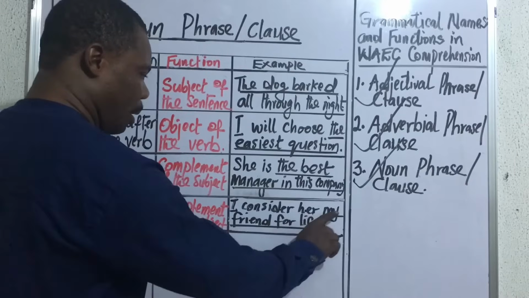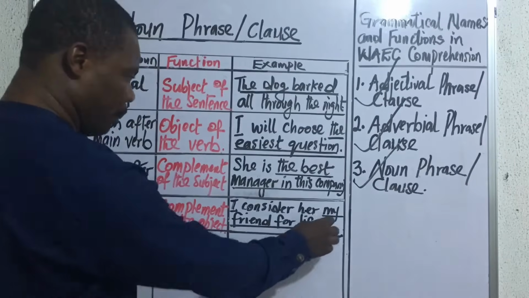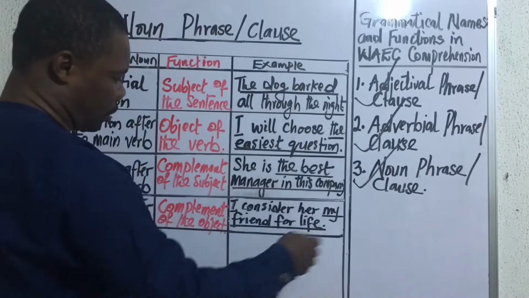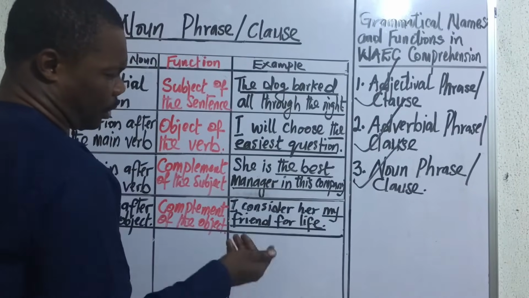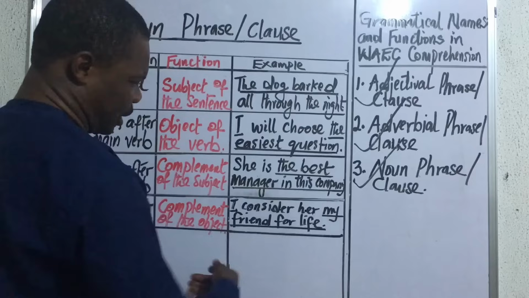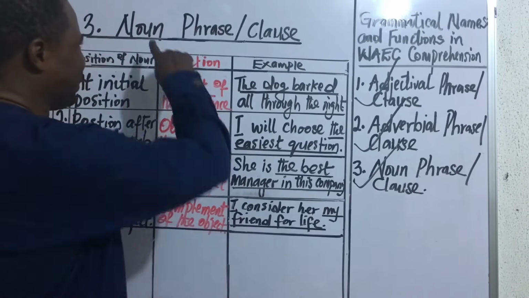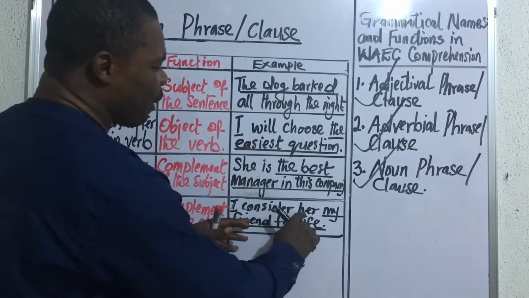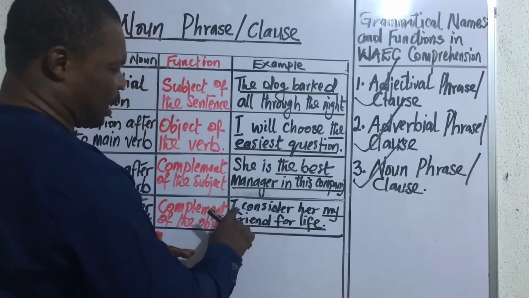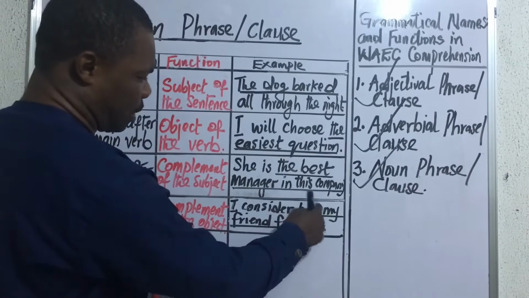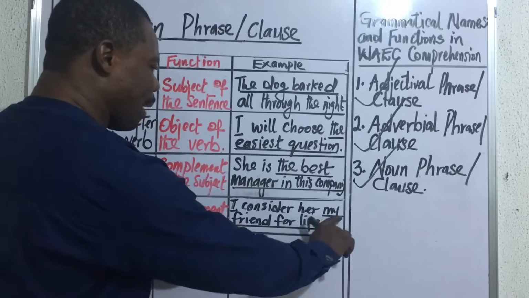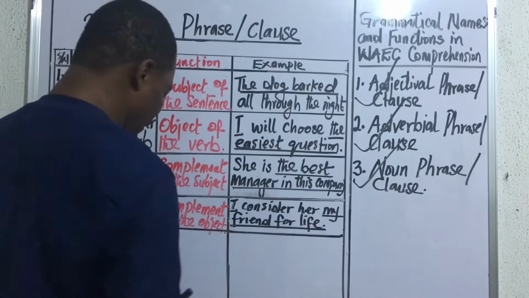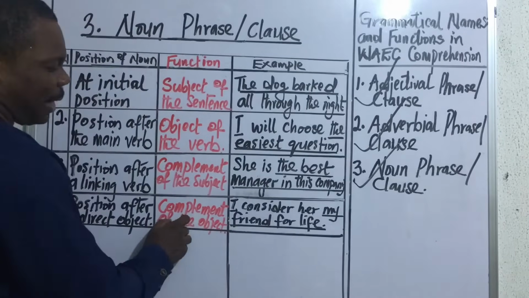I consider her my friend for life. It begins with my friend, therefore it is a noun phrase or noun clause. Does it contain a verb? There is no verb in this expression. Therefore, it is a noun phrase, because it is coming after the object of the sentence. The object is her. So because the noun that begins our expression is coming after the object, therefore we say it is complement of the object.